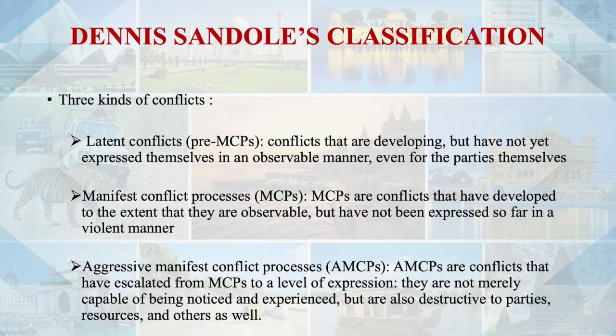The third is AMCP, aggressive manifest conflict process. So AMCP are those conflicts that have escalated from MCP to such a level that the level of expression is very high. They are not merely capable of being noticed and experienced, but also destructive to the parties, resources and others as well. Let us have another clarity of that.